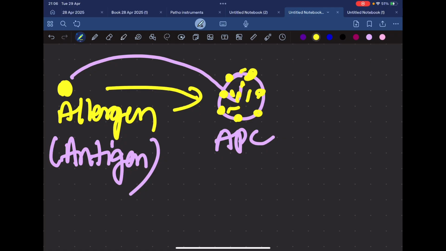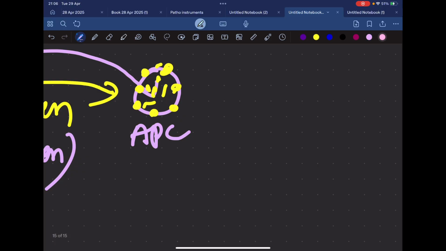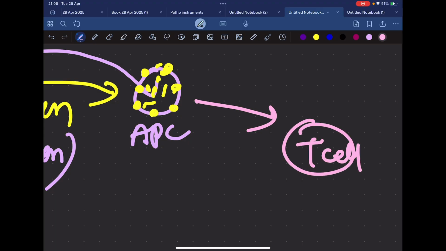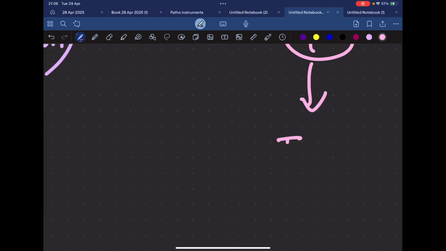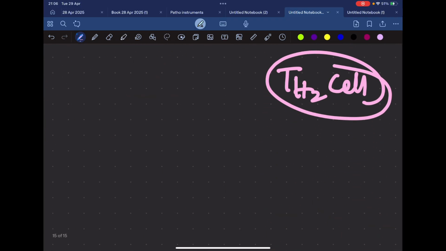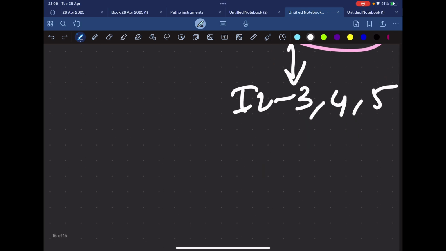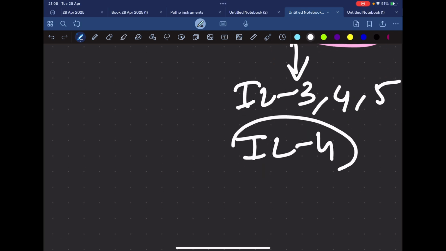Once the antigen presenting cell presents the allergen on its surface, in the next step the antigen presenting cell will present the allergen to the T cell. The T cell is going to differentiate into a T helper cell, the TH2 cell. The TH2 cell in turn is going to secrete interleukin 3, 4, 5, of which interleukin 4 is very important.